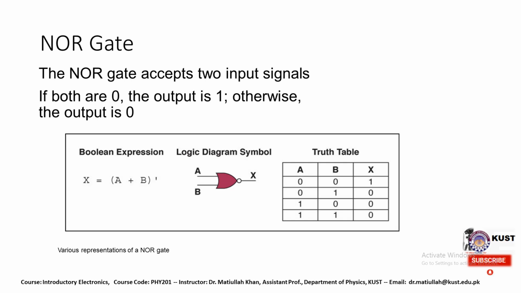The logic diagram for this particular case has input A and input B, and the output is X. This is the logic diagram for the NOR gate, and the truth table is provided here. In the truth table, we have all the possible inputs and outputs. When the inputs are 0 and 0, the output is 1. When the inputs are opposite, 0 and 1, the output is 0. Similarly, when 1 and 0, the output is 0. For 1 and 1, also the output is 0.